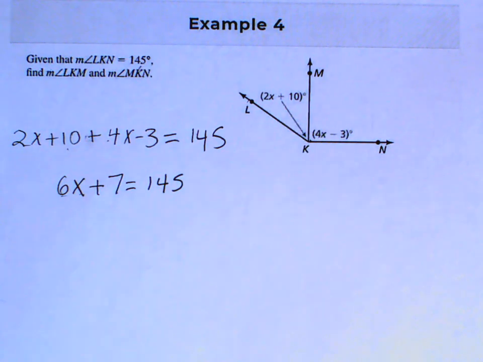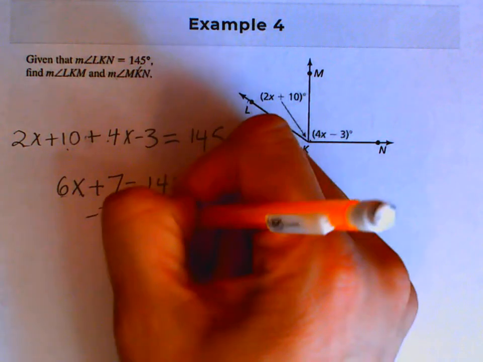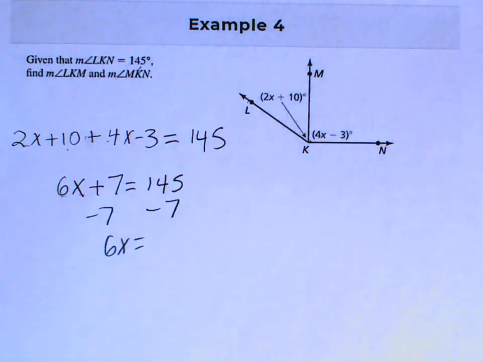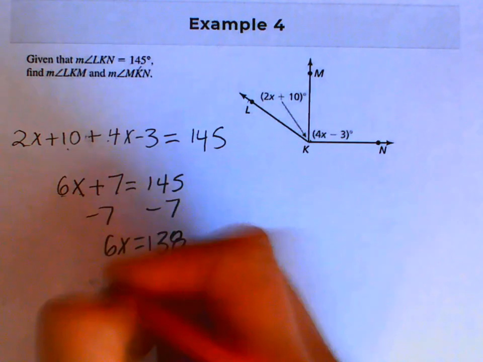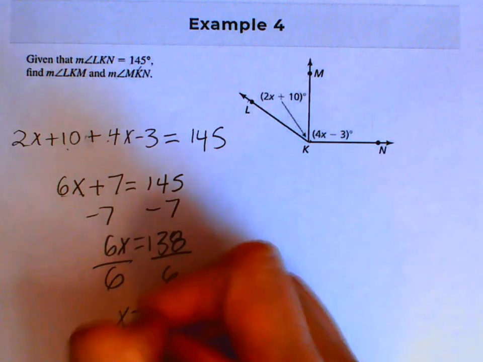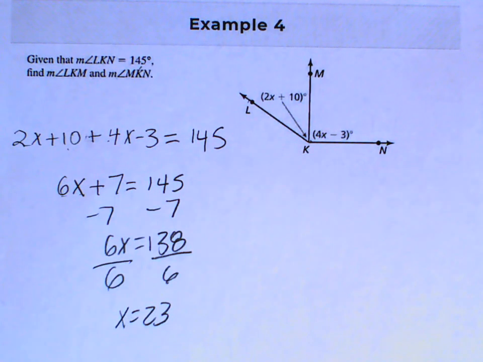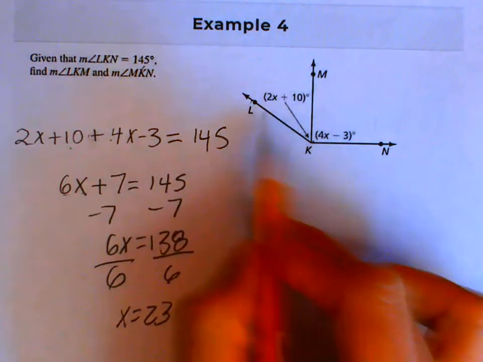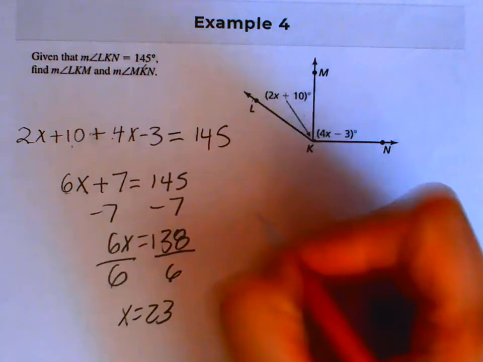So then the next step is to solve the two-step equation. So 145, take away 7. Okay, so 145 take away 7 is 138. And to solve for x, you have to divide both sides by 6. And x is going to equal 23. But ladies and gentlemen, 23 is not the answer. We still need to go back and substitute those values into both of those, because they want to know LKM, this one, and MKN.